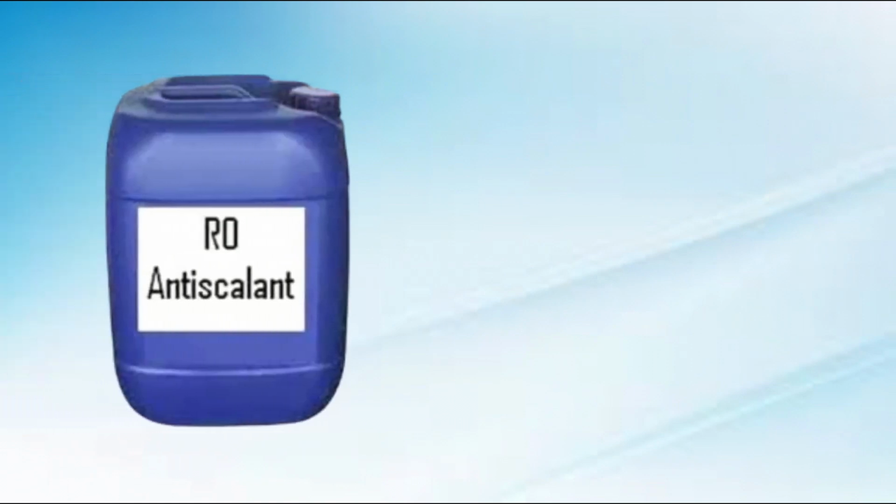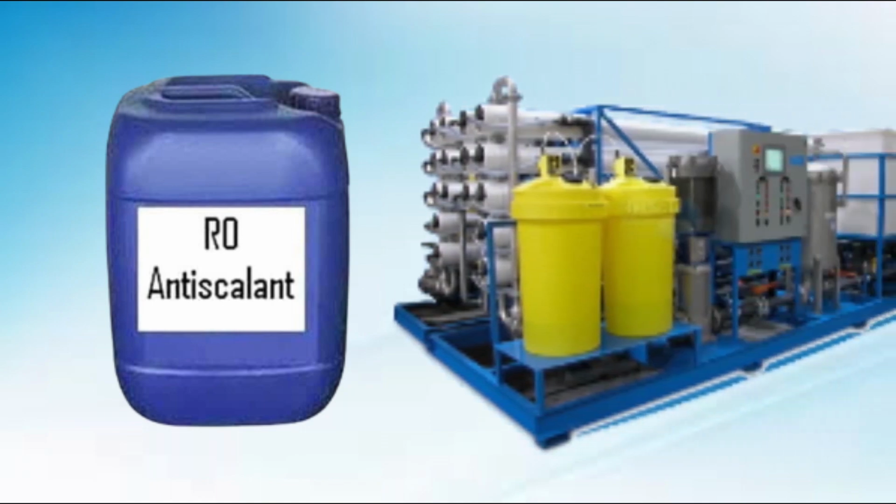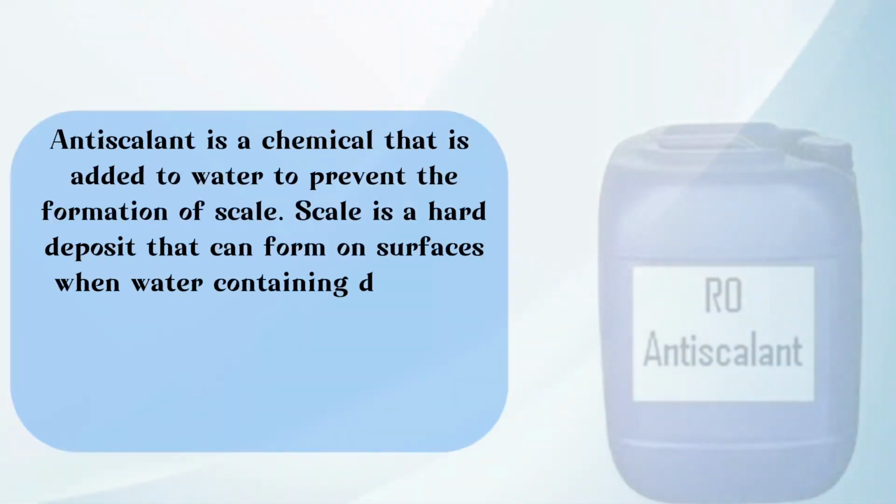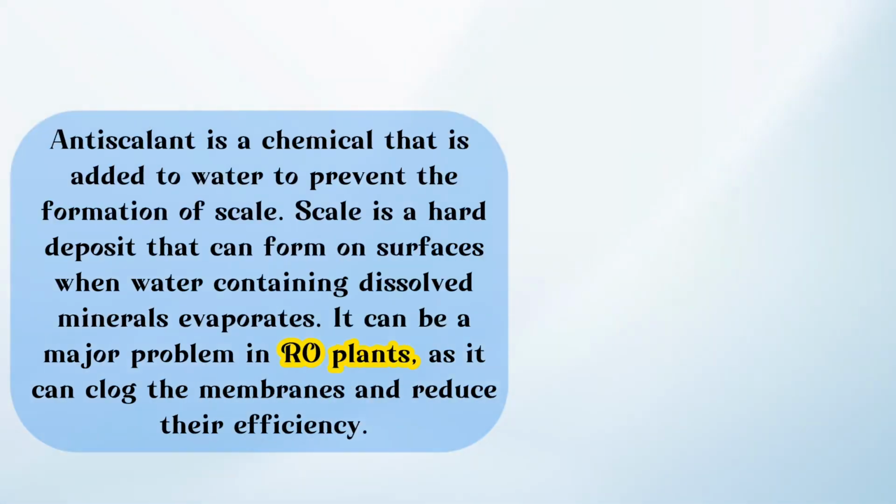Today, we're going to be talking about antiscalant, what it is, its uses and purpose in RO plants, and how to calculate its dosing quantity. What is antiscalant? Antiscalant is a chemical that is added to water to prevent the formation of scale.